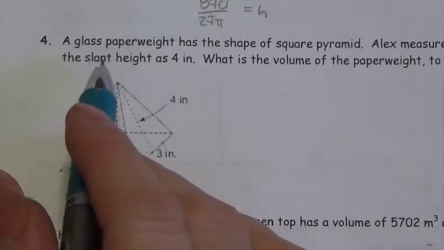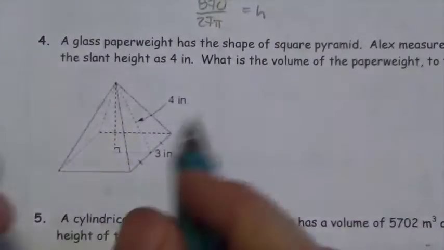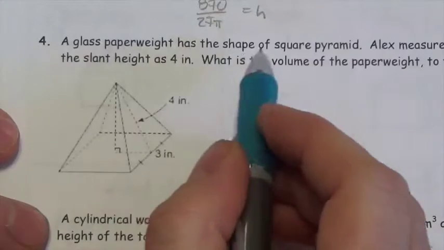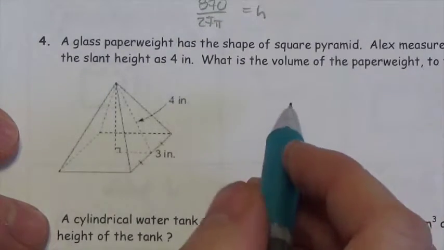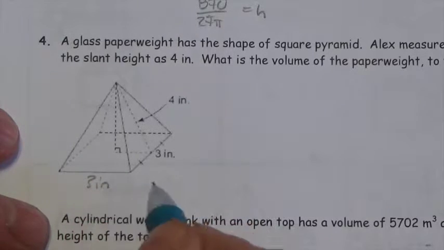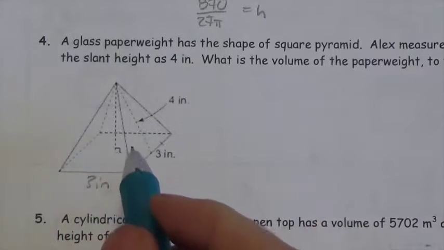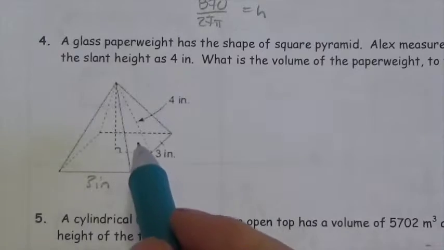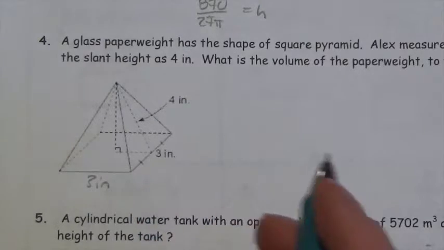So this question says that a glass paperweight has the shape of a square pyramid. Alex measured the edge of the base to be 3 inches. Okay, so it's a square pyramid, so we know that those are both 3 inches there. And the slant height is 4 inches. What is the volume of the paperweight to the nearest cubic inch?